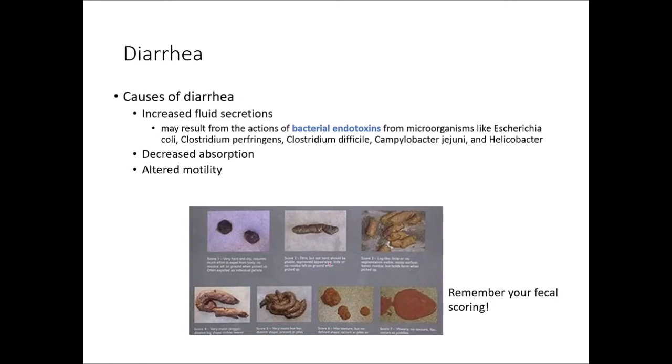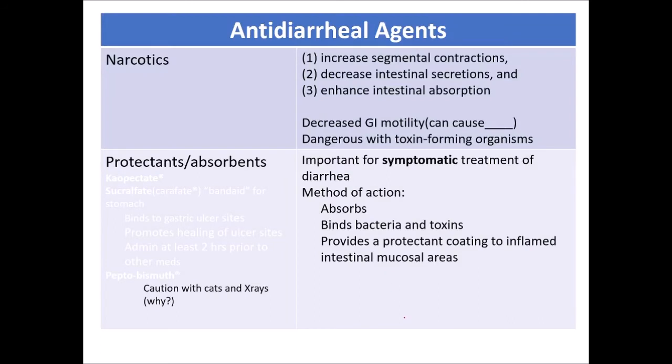Some antidiarrheal agents that you can use. Narcotics, like butorphanol, will increase segmental contractions but decrease intestinal secretions and enhance intestinal absorption. They decrease GI motility, and this can cause ileus, which is where we have a stoppage, or constipation. We have a stoppage of the intestinal tract.